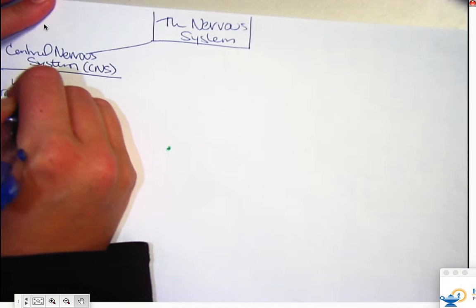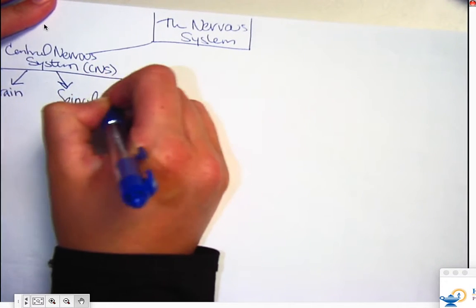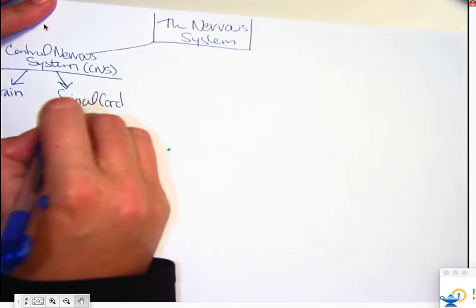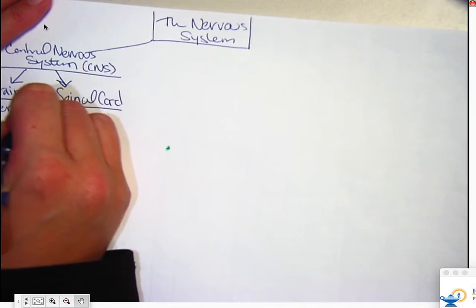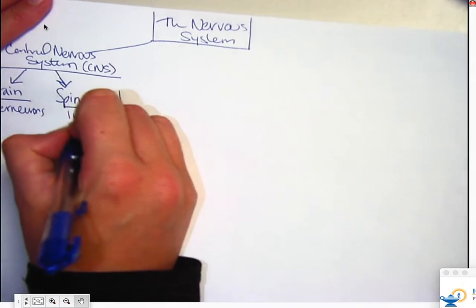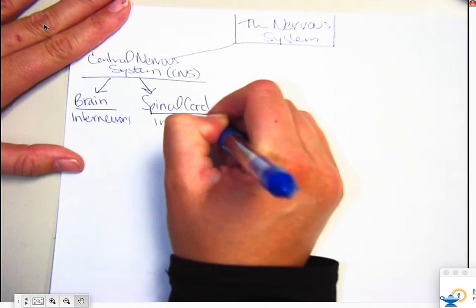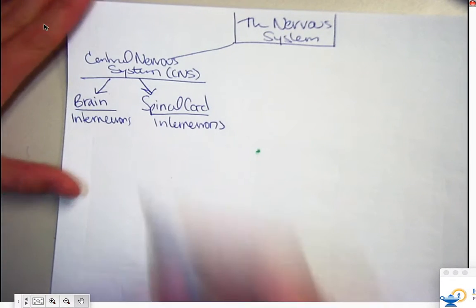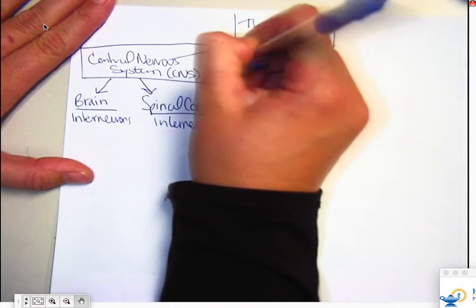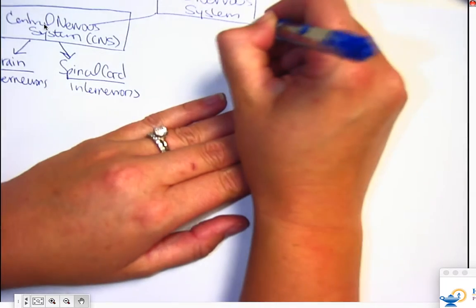Now, your central nervous system is broken down into two parts. What is it? Brain and spinal cord. Now, both of these use what type of neurons? Interneurons. Okay, that's not the tricky part. Everyone understands exactly how we got all that, yes? Perfect. The other side is where things get a little bit harder.